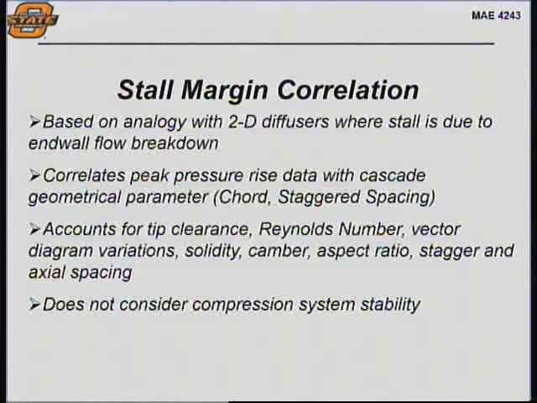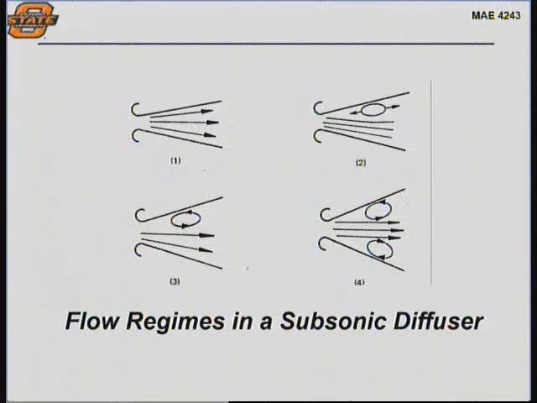So this correlation was developed, and it accounts for tip clearance, Reynolds number, velocity diagram variation, solidity, camber, aspect ratio, and spacing. It does not consider anything about the stability of this, so any kind of transient analysis is not incorporated in this stall margin correlation.